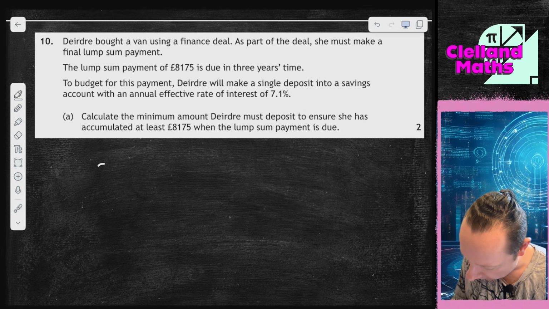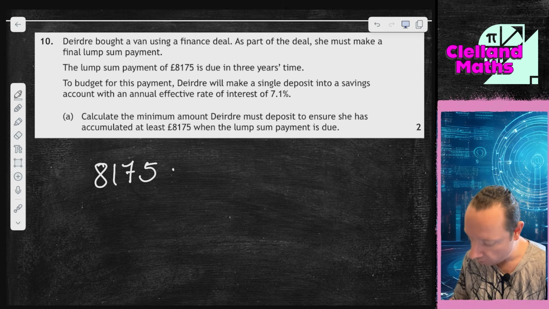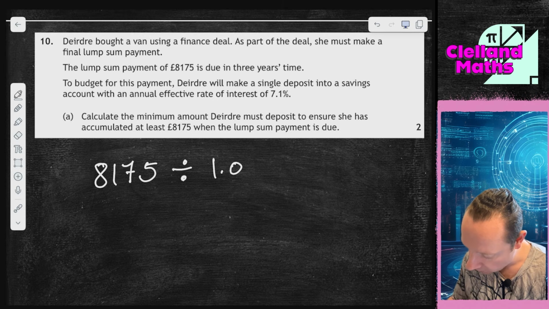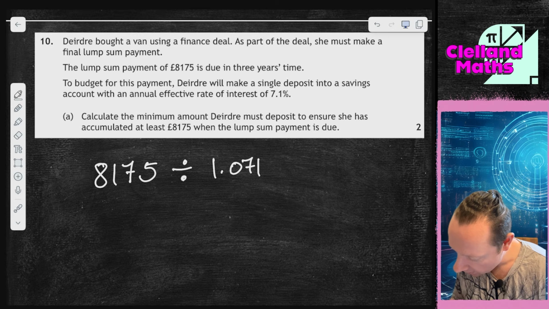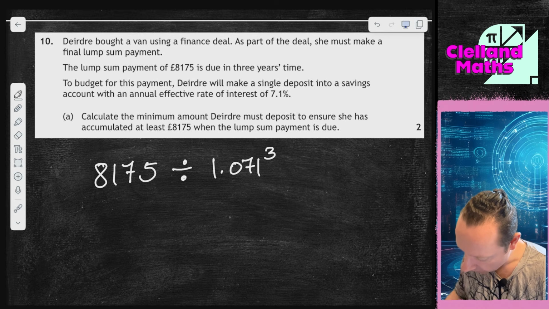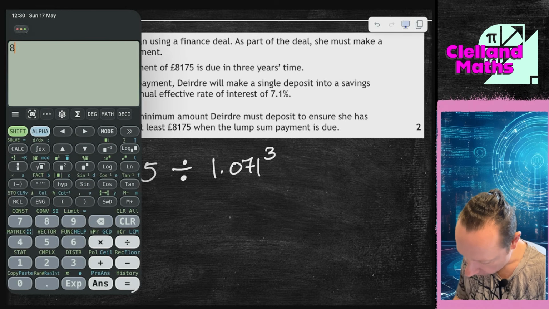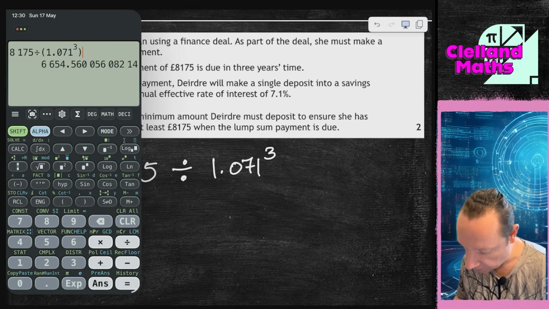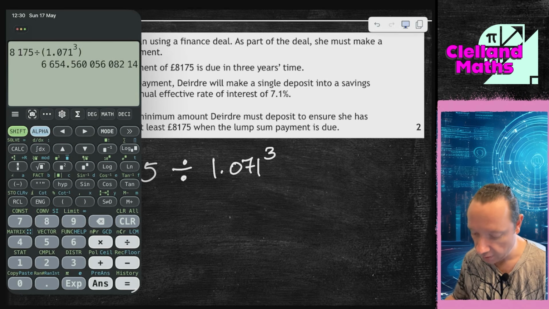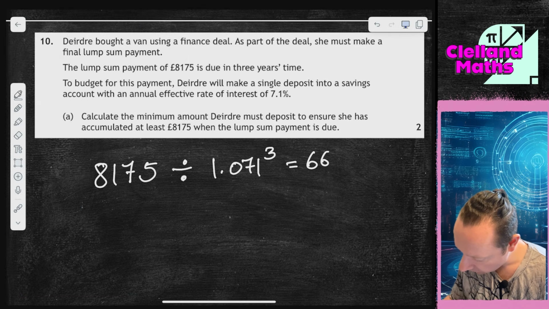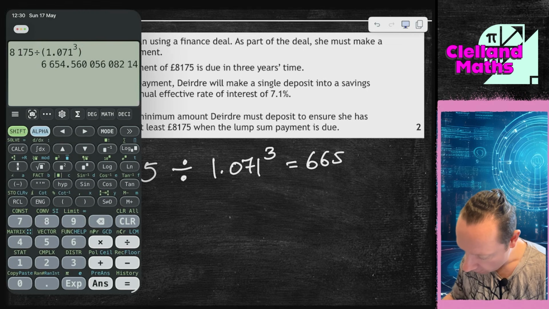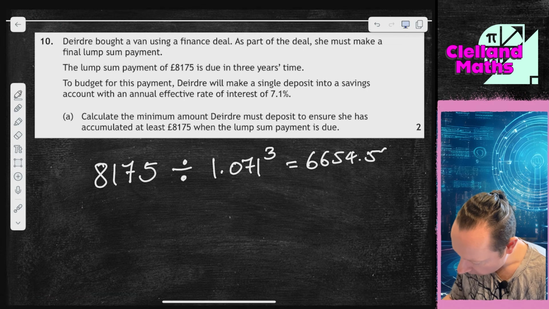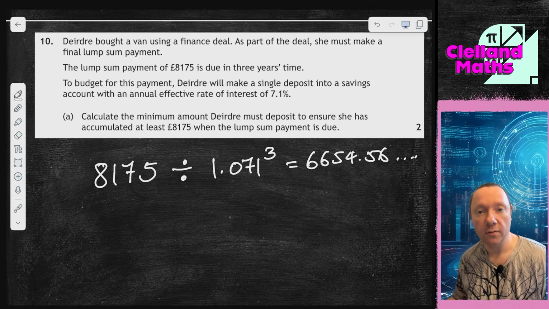So she wants 8,175. So it's 8,175. I'd usually times by, but I'm now dividing by 1.071. And how long is it? 3 years' time. So the answer to that sum is 6654.560056. So 5, 6 with a bunch of other numbers.